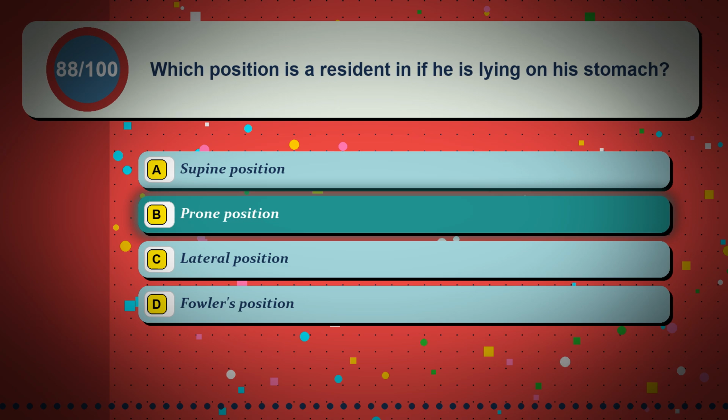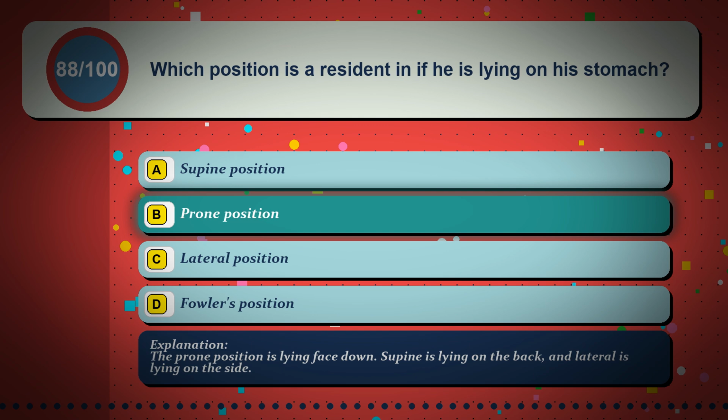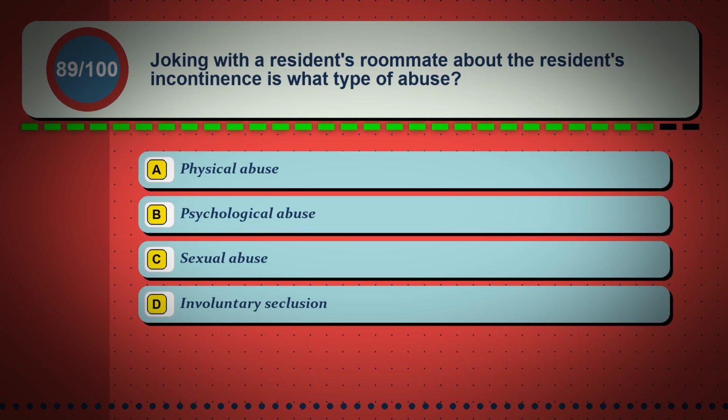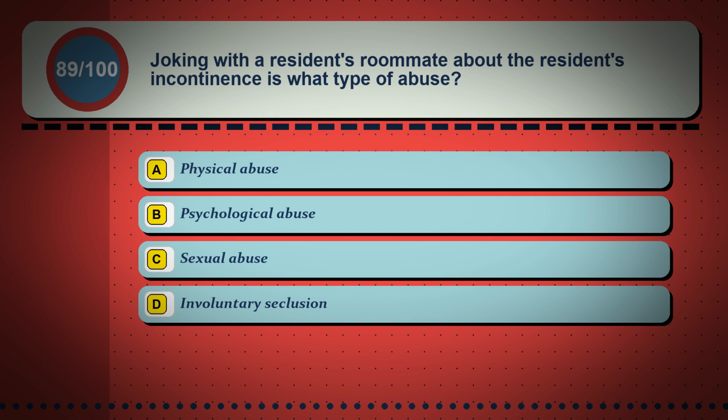The correct answer is option B. Prone position. The prone position is lying face down, supine is lying on the back, and lateral is lying on the side. Question 89. Joking with a resident's roommate about the resident's incontinence is what type of abuse? Option A. Physical abuse. Option B. Psychological abuse. Option C. Sexual abuse. Option D. Involuntary seclusion.